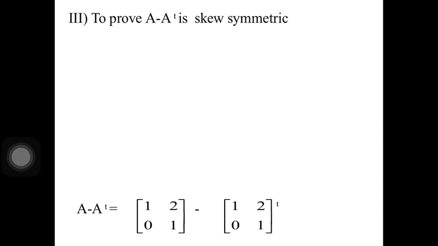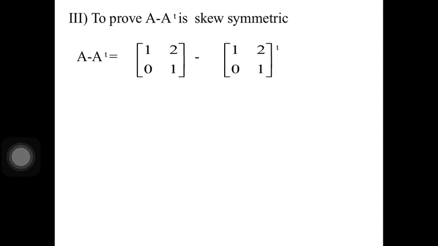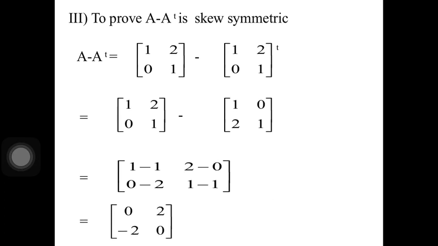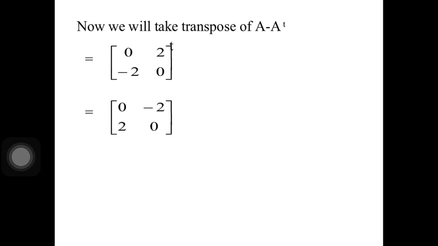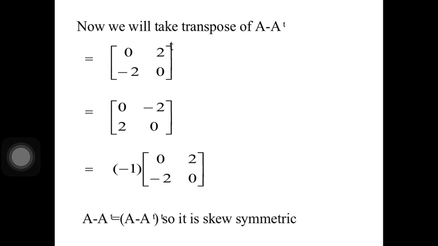The third part, prove that A minus A transpose is skew symmetric. Find the value of A minus A transpose, subtract these values, it is equal to 0, 2, minus 2 and 0, then take its transpose again. In this transpose, it is equal to 0, minus 2, 2 and 0, so take a negative sign as common, so it is equal to again A minus A transpose. So A minus A transpose is equal to minus of A minus A transpose, so it is called skew symmetric.